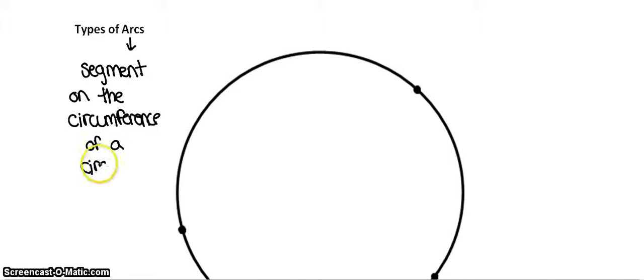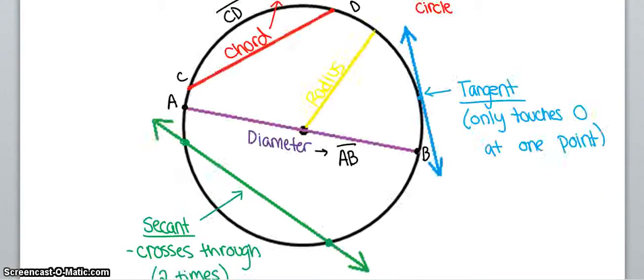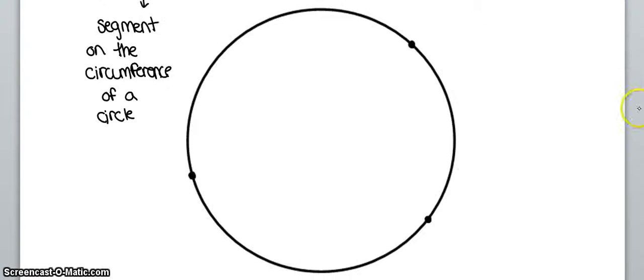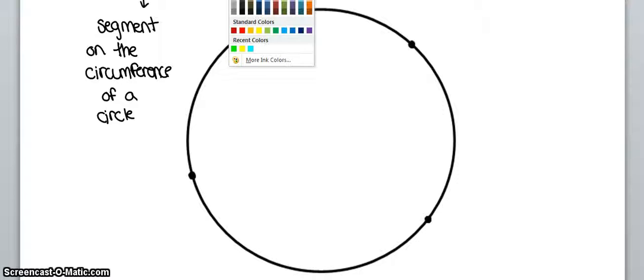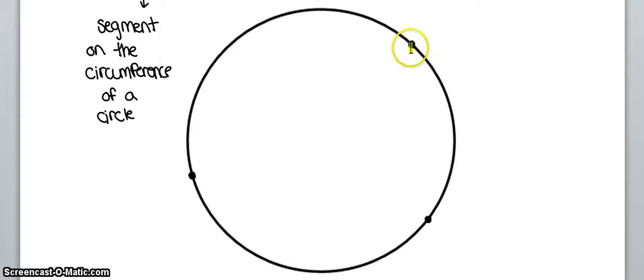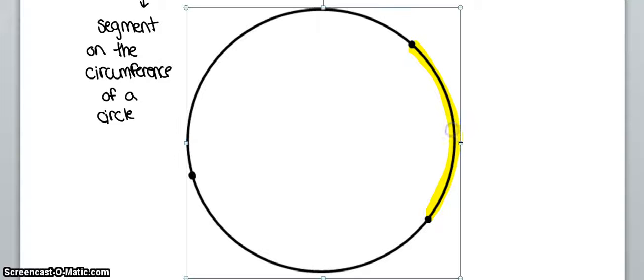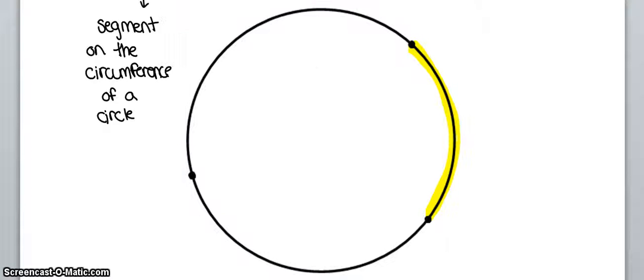So I'm going to draw an example for you here. So here's a circle. I want a line segment that's on the circumference of this circle. I'm going to use my highlighters to kind of show this here. This is an example of an arc. So it's a curved line. I hesitate to use the word line, but it's a curvy line that's on the circumference, which means it's on the edge of the circle.